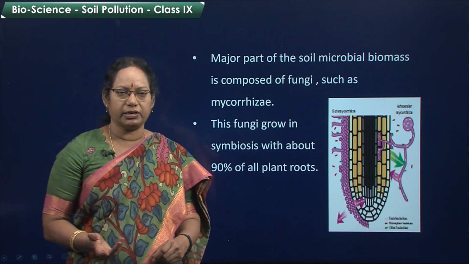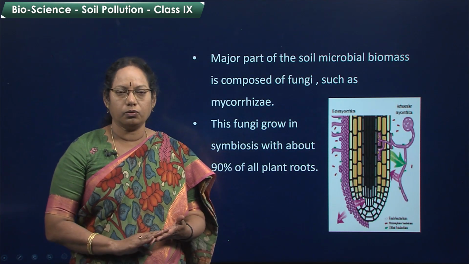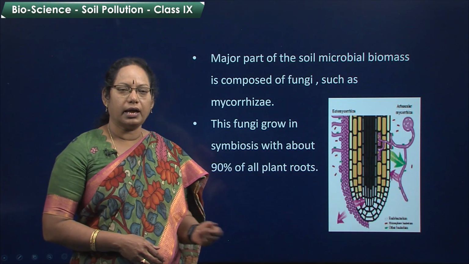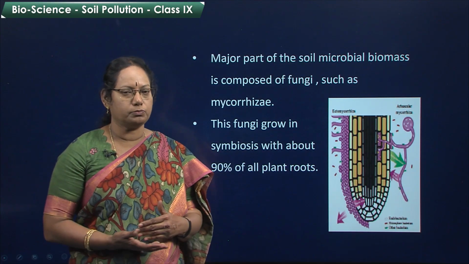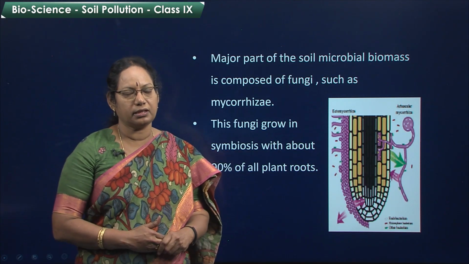It means both are benefited. Here the fungi is benefited and the plant is also benefited. How? The plant supplies sugars for the fungi to grow, and this fungi helps the plant to absorb the nutrients from the soil by giving more surface area in the soil.